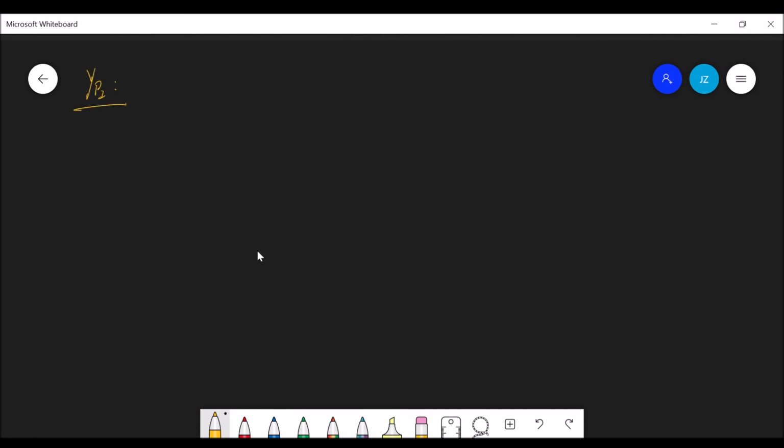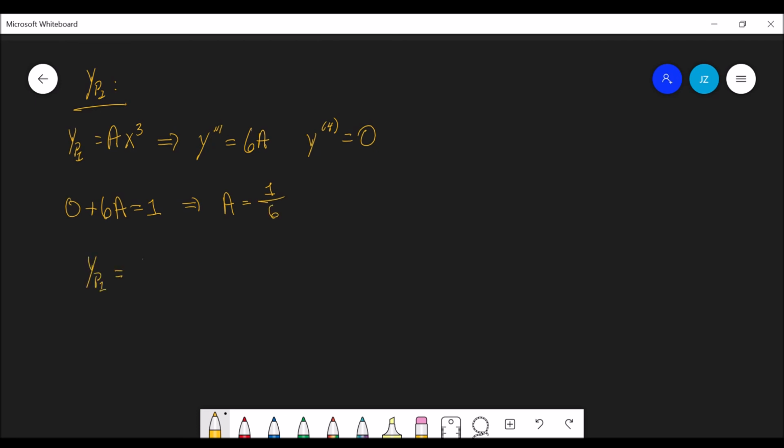So we start with yp1, which had the form ax cubed. Since we're going to be plugging these into the differential equation, and the differential equation only involves the third and fourth derivatives, that is all we need to find. The third derivative is 6a, and the fourth derivative is 0. So we plug these in, and we get 0 plus 6a. This has to equal 1, which very obviously means that a is a sixth. So our first particular solution is a sixth x cubed.